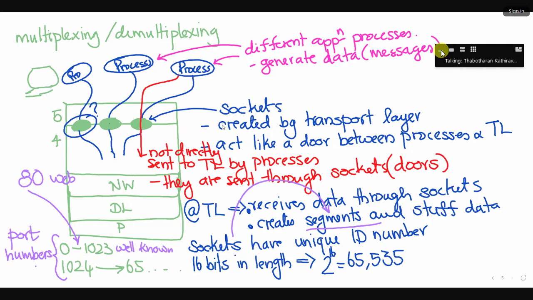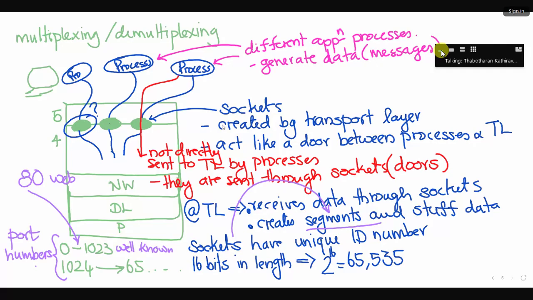Okay. So whenever it receives data from multiple applications running on machines, it receives them, couples the segments with socket numbers or port numbers, sends them as segments, and passes them down to the network layer. This process is called multiplexing. Okay, receiving from multiple places or sharing something.